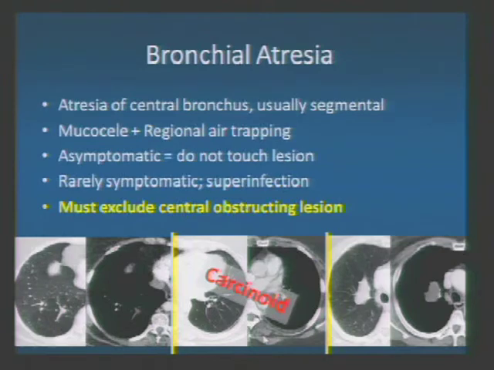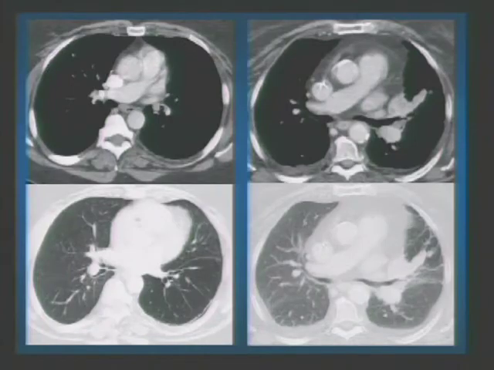So in the adult, when you're entertaining the diagnosis of bronchial atresia, one thing you must exclude is a central obstructing lesion, so I encourage you to look centrally. This is that patient just blown up so that you can see it more easily. Central enhancing nodule from carcinoid with focal air trapping and air trapping in the left lower lobe.